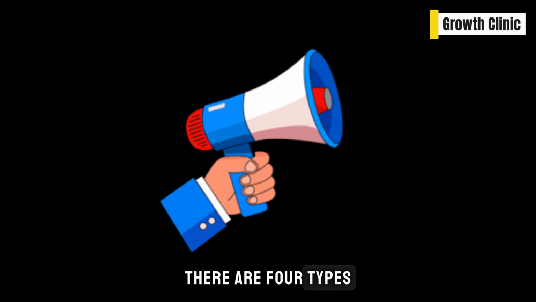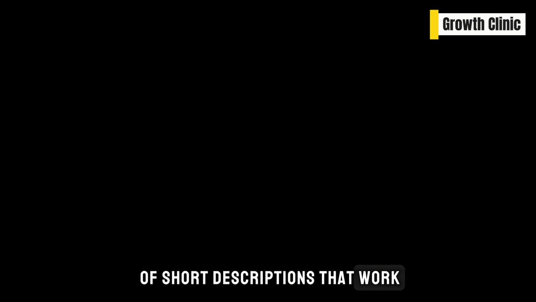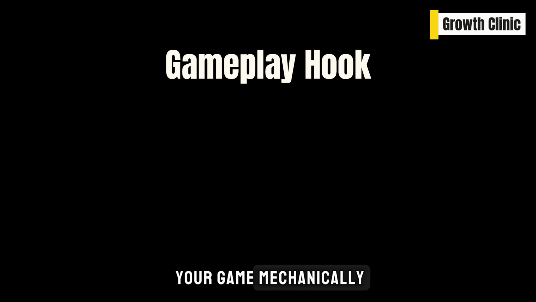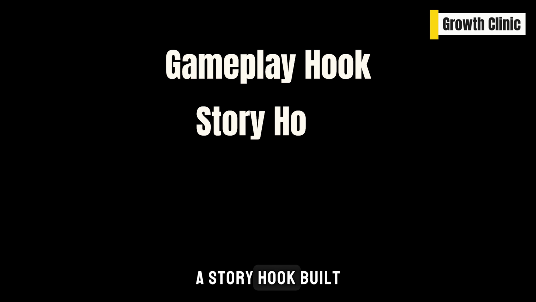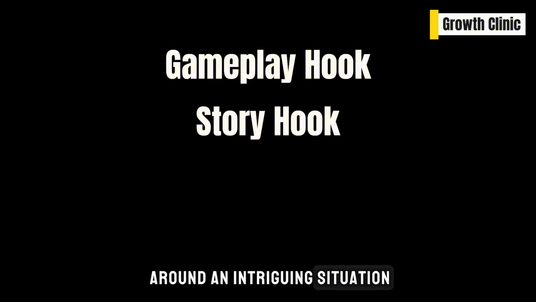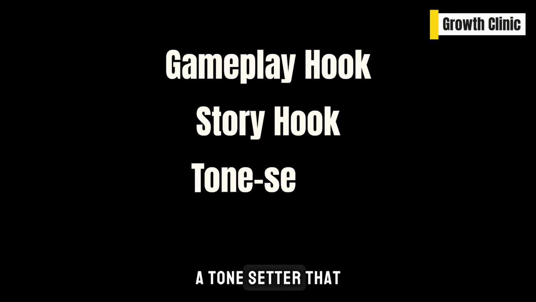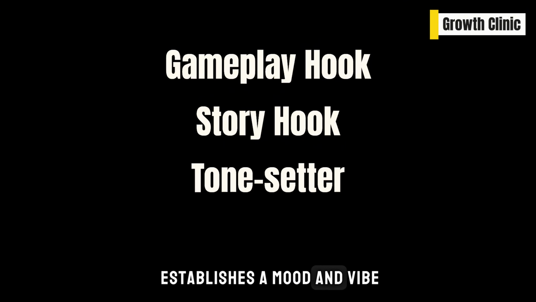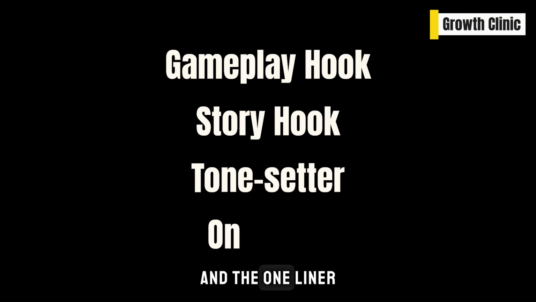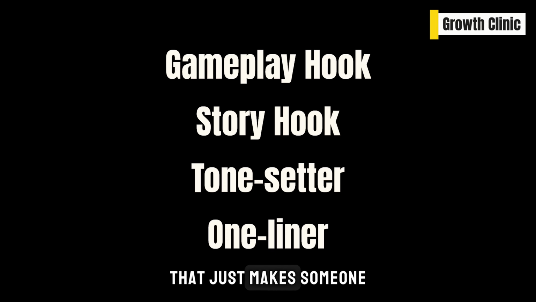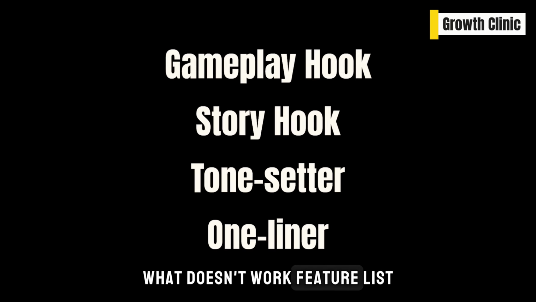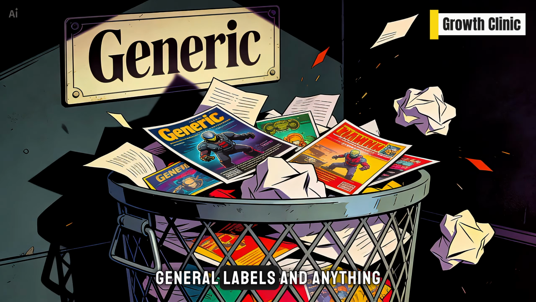There are 4 types of short descriptions that work. A gameplay hook that highlights what makes your game mechanically unique, a story hook built around an intriguing situation, a tone setter that establishes a mood and vibe, and the one-liner that just makes someone feel something. What doesn't work? Feature lists, generic labels, and anything that starts with "embark on an epic journey."